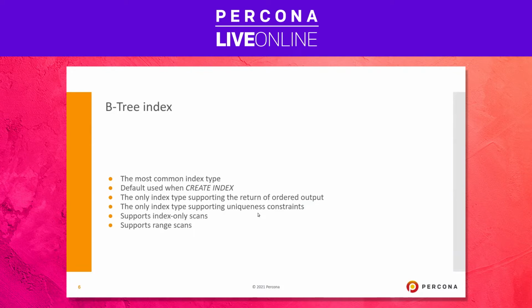The B-tree index is the most common index type. It is the default, which is used when you run create index. And I could bet that it's probably used in most PostgreSQL installations, actually used by catalog tables and views. It is the only index type supporting the return of ordered results. It's the only index type that can support uniqueness constraints. It does support index-only scans, and it supports range scans.